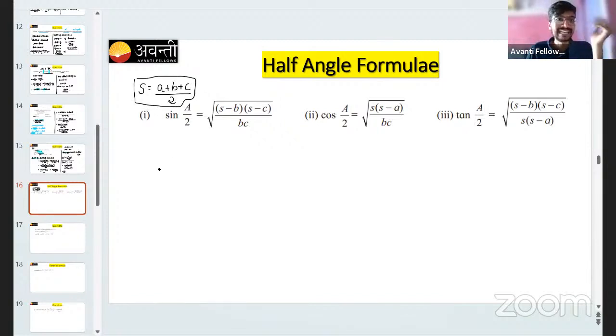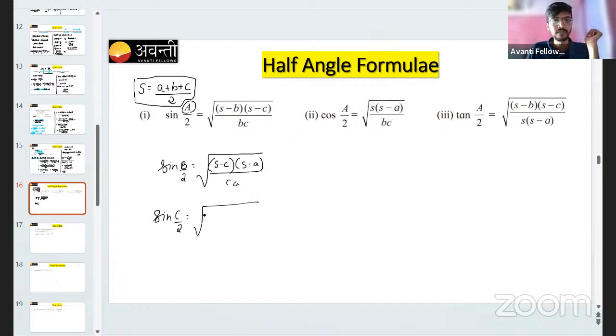So from this, can you tell me sin B by 2? It will be under root of, notice the pattern. Here it is A, then B, C. So here B, so I'll get (S minus C) into (S minus A) upon CA. Similarly, I can write sin C by 2. What will be sin C by 2? Under root of (S minus A) into (S minus B) upon AB.